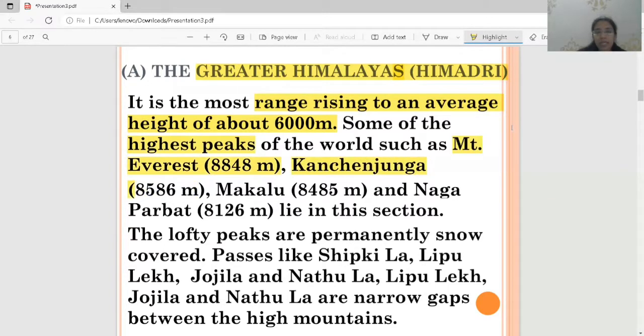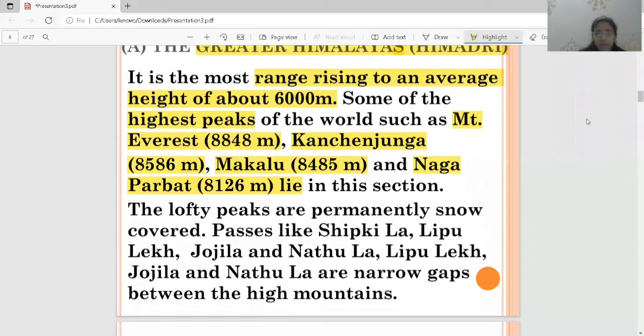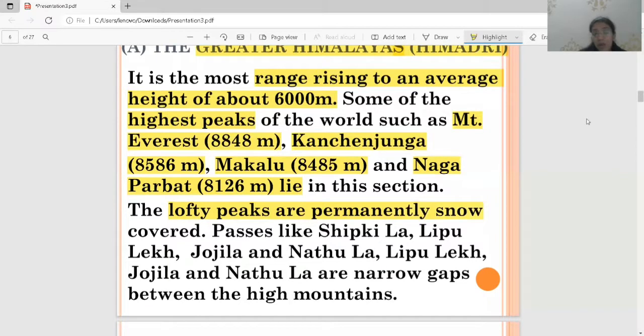Kanchenjunga, 8,586 meters. Makalu, 8,485 meters. Nanga Parbat, it is 8,126 meters. So they all lie in your Himalayan range. These are in Greater Himalayas. Lofty peaks are permanently covered with snow. Okay, I told you na, Himalayas are permanently covered with snow and glaciers.